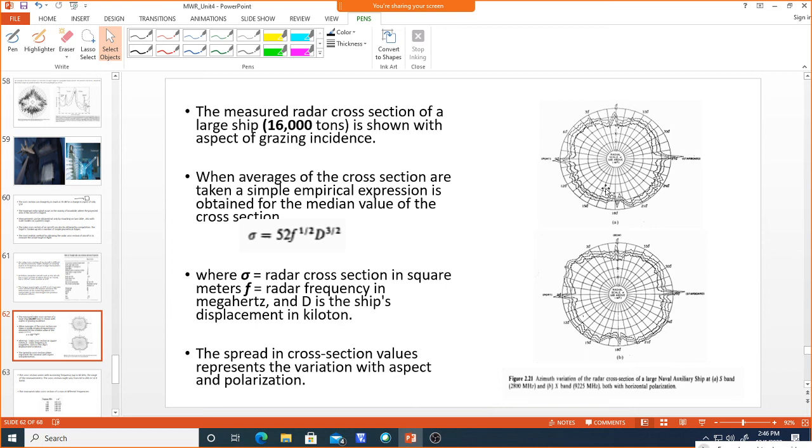At that incidence they measure the radar cross section, and this is the equation used to estimate the RCS, where F is the frequency, sigma is the radar cross section, and D is the displacement of the ship, displaced from one place to another, in kilotons. By using this equation, you can estimate the RCS of the ship.